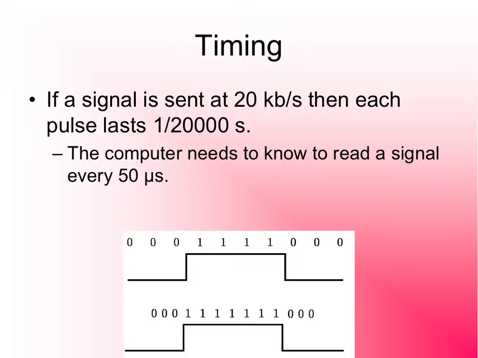And so what that means is that if, for instance, a signal is sent at 20 kilobytes per second, then each pulse, or lack of a pulse if it's a 0, is going to last 1/20,000th of a second. And so that means that the computer has to read the signal every 50 microseconds. If it reads, for instance, every 100 microseconds, then it's only going to read every other data point, and it's going to miss half of the information. And so that's why it's so critical that it's reading it at the appropriate rate.